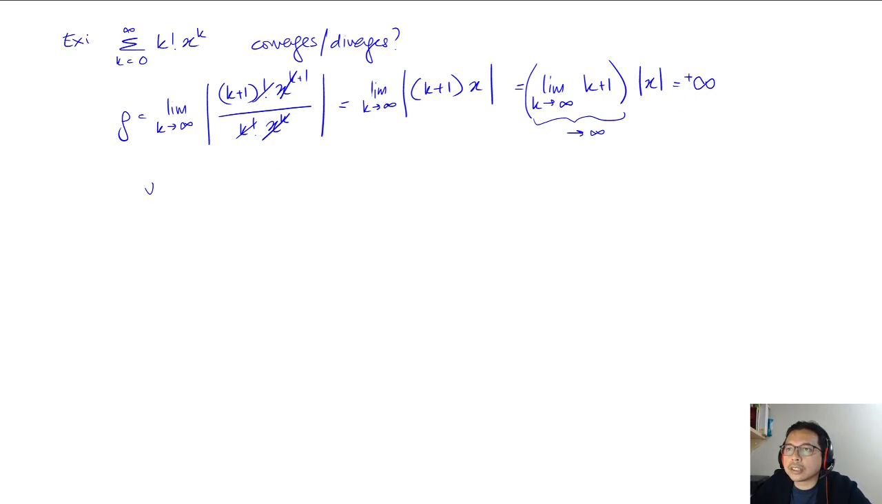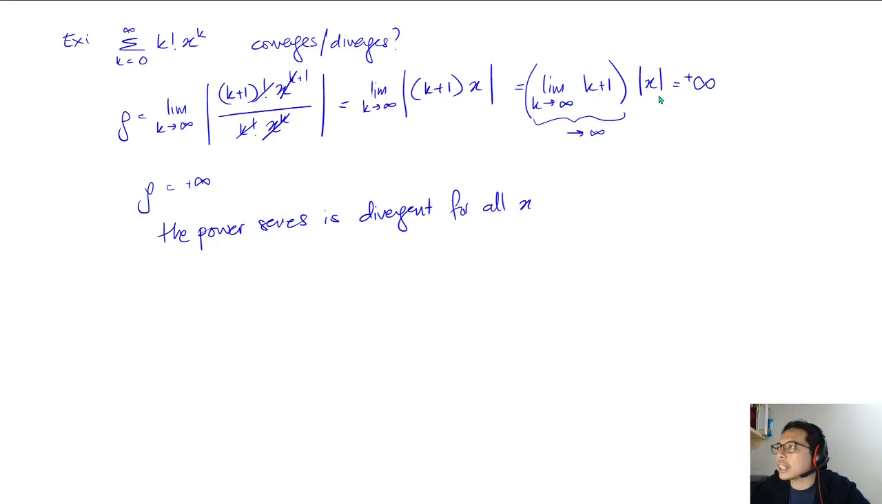Since rho is always plus infinity, that means the power series is divergent, for all x. It doesn't matter what x we put here, this whole term will always go to infinity. So for all x, this power series will diverge. So we say here the radius of convergence is 0. It doesn't converge anywhere.